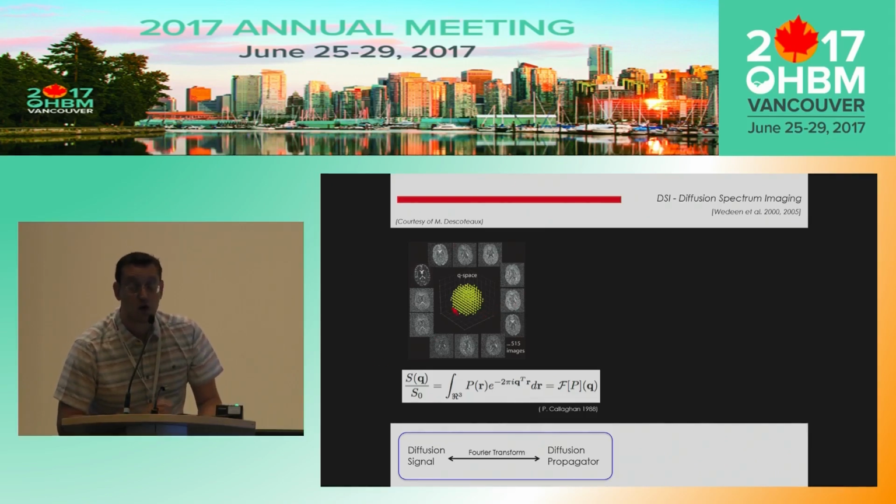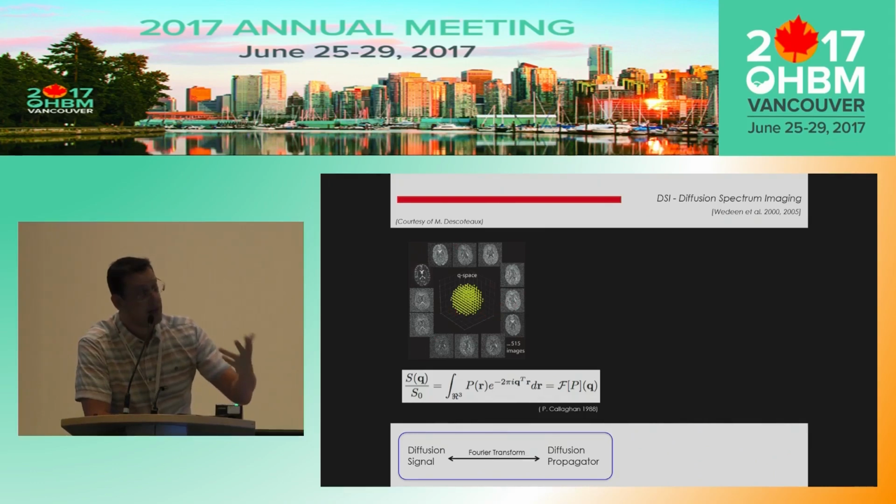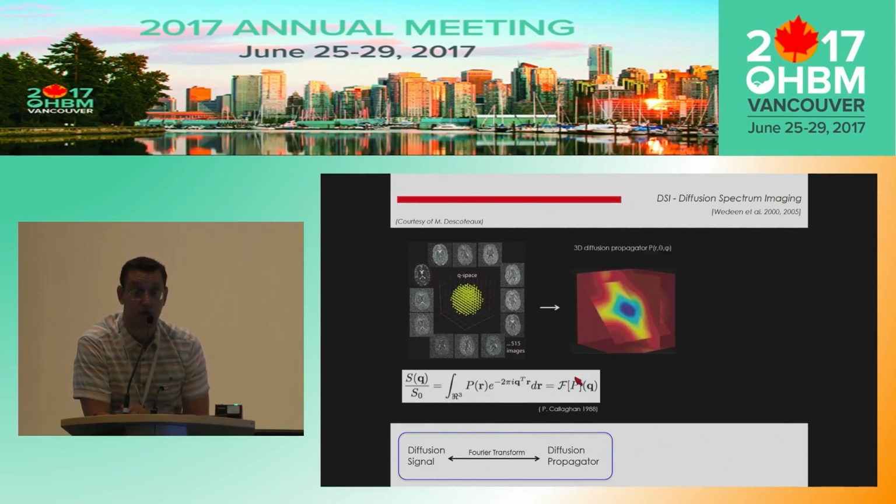The idea is to collect data, not just on these HARDI shells, but diffusion along a Cartesian sampling, so X, Y, and Z, and for each axis we use, let's say, 10, 15 different q values or b values. In the end, we have 10 by 10 by 10, so we have 1,000 volumes very easily. And if we do that, we exploit the Fourier relationship between the diffusion signal and the diffusion propagator, and we can immediately get the diffusion propagator for each voxel.